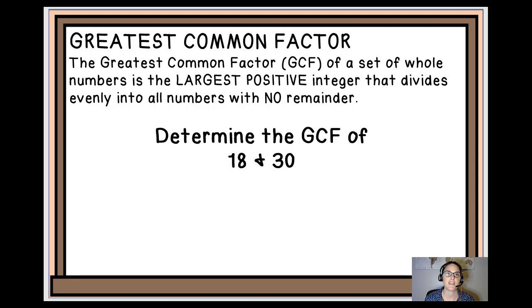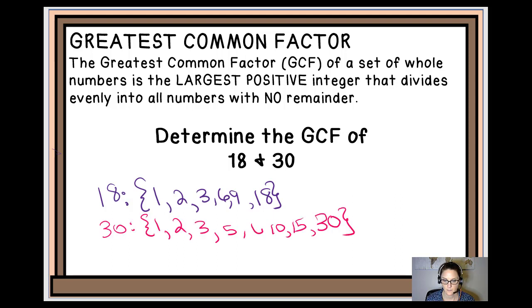Okay, let's go ahead and write down our factors. Okay, so the factors of 18 are 1, 2, 3, 6, 9, and 18. Next, let's go ahead and look at our factors of 30. Okay, so the factors of 30 are 1 and 30, 2 and 15, 3 and 10, 5 and 6.